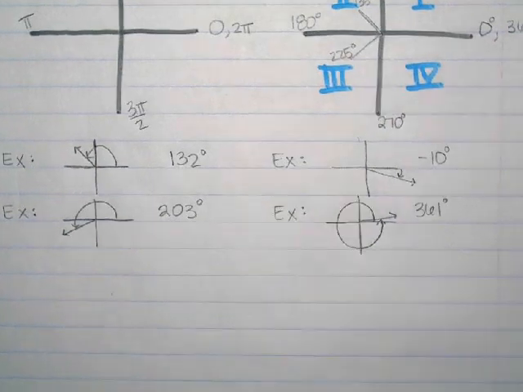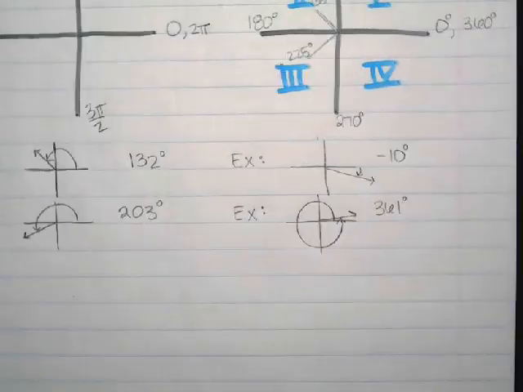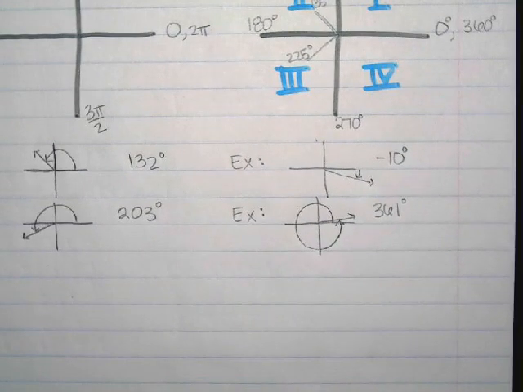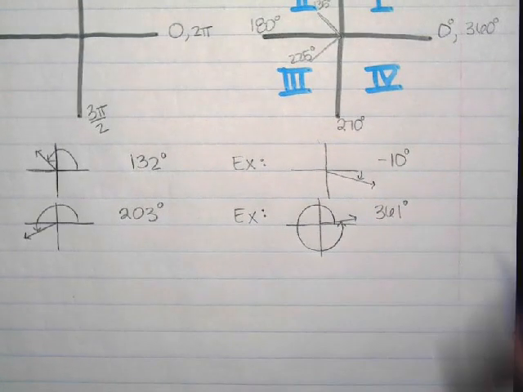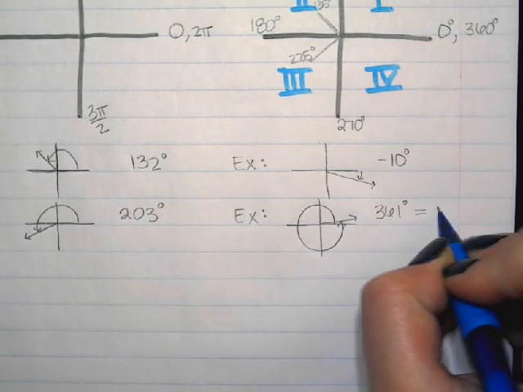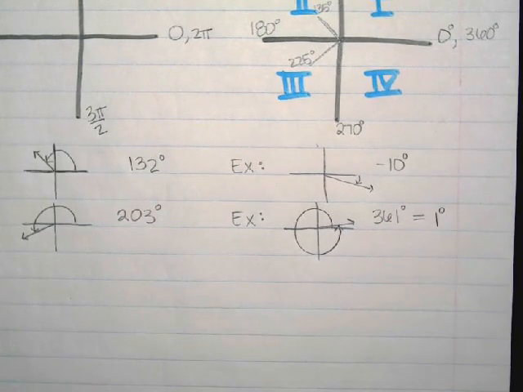Okay. Now, we would say a 361-degree angle is coterminal with a 1-degree angle. What do you guys think coterminal means? It's like, yeah, it's in the same spot.